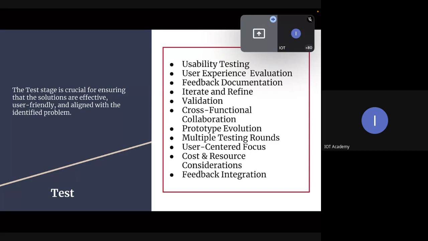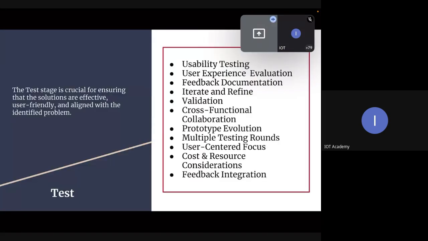We have to keep in mind the fact that the user experience evaluation is very, very important. Unless or until we get the evaluation from the user, the testing part is not complete. And there will be multiple testing rounds. Again, we have to keep in mind the cost and the resources. We have to keep in mind that the product or the solution or the service that we have created is user-friendly, is user-centric, and with final validation and presentation, the problem will be solved.